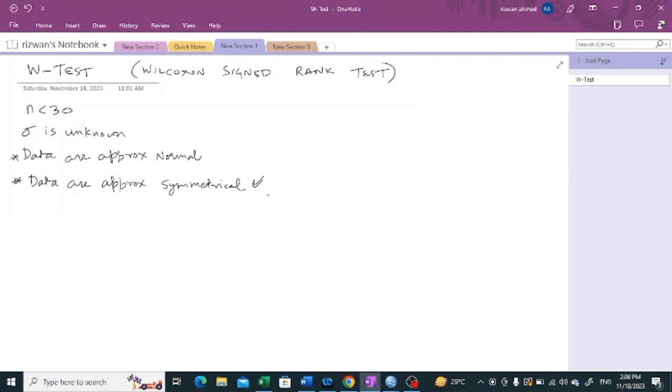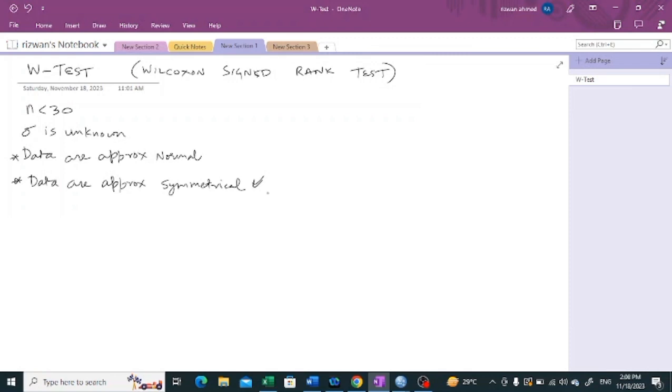But if data are approximately symmetrical as the assumption that we are given in the question, then we go for Wilcoxon sign rank test or W test simply. This is a non-parametric test. In non-parametric test computations, we do not compute mean, that is sample mean from the sample data, or standard deviation from the sample data. Instead, we look for the distance or the difference between each value of data that we are given with its corresponding mean value.